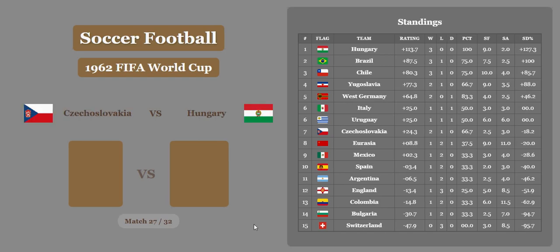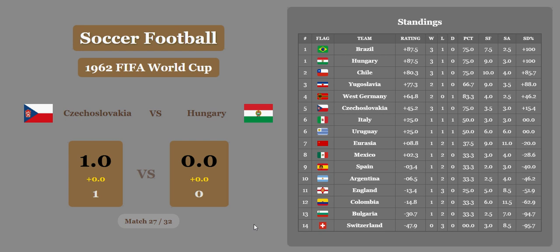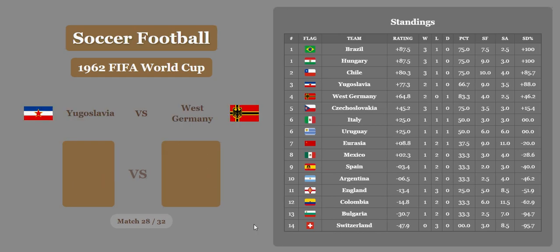Next match, Czechoslovakia versus Hungary. It's huge. But Czechoslovakia pulls off the win after a humiliating victory against Mexico in their last game, and that is really bad for Hungary. Czechoslovakia inches their way up to 5th place. Hungary falls to 2nd. Brazil, no wait, they're now tied with Brazil in 1st place, so it's not as bad, but still, you don't want to be in that position when you're trying to beat Brazil.